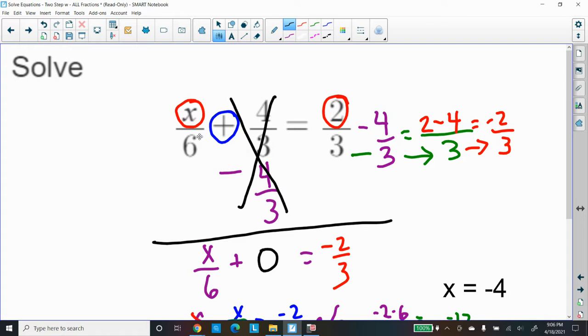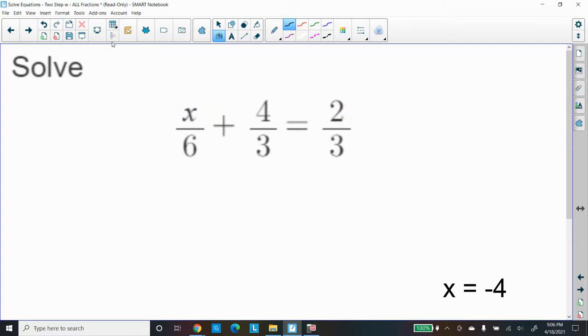So we need to check it just to see if we were right. Let me clear this out. And now I'm going to replace the x with -4. And let's put everything else back. The x over 6 plus 4/3 equals 2/3.